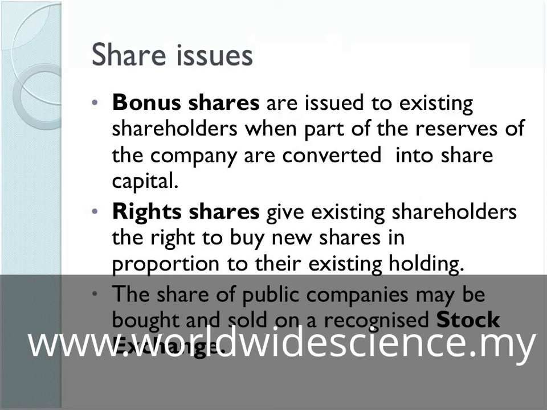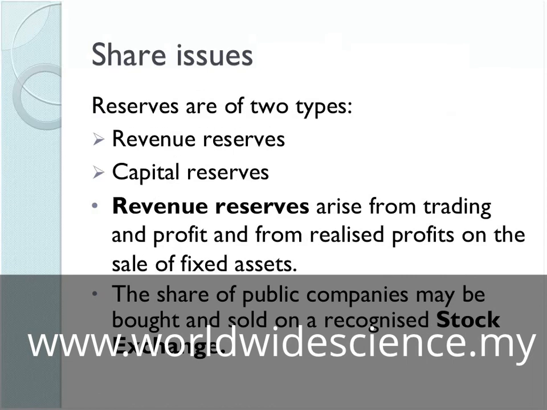The bonus shares are issued to existing shareholders when part of the reserves of the company are converted into share capital. And the rights shares give the existing shareholders the right to buy new shares in proportion to their existing holdings. And the shares of public companies may be bought and sold on a recognized stock exchange. I think these things are clear. Some public companies sell their shares on the stock exchange, right?